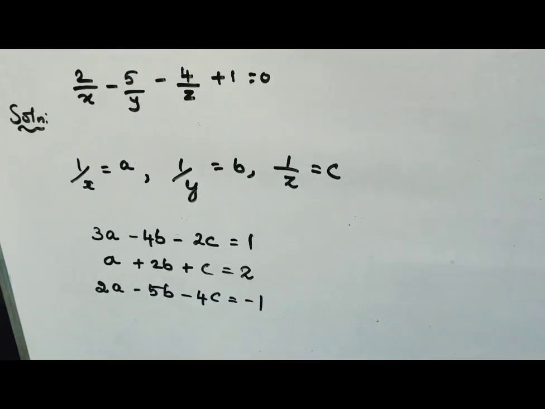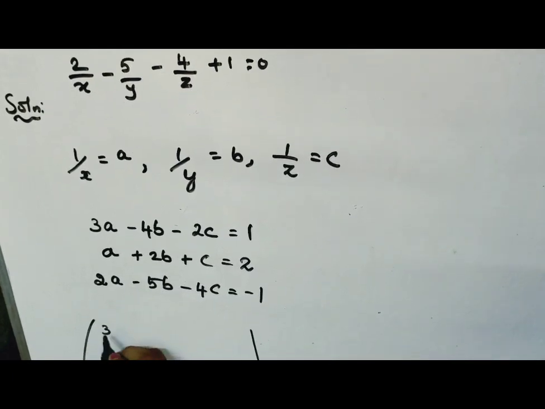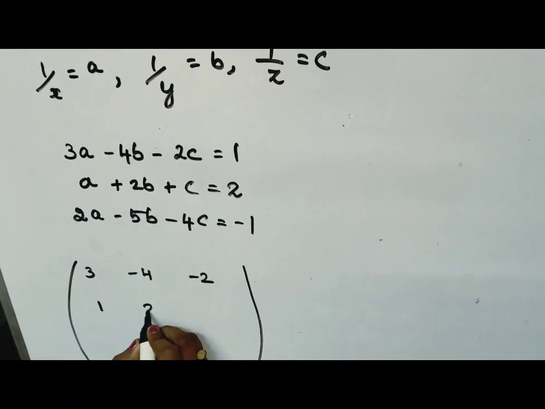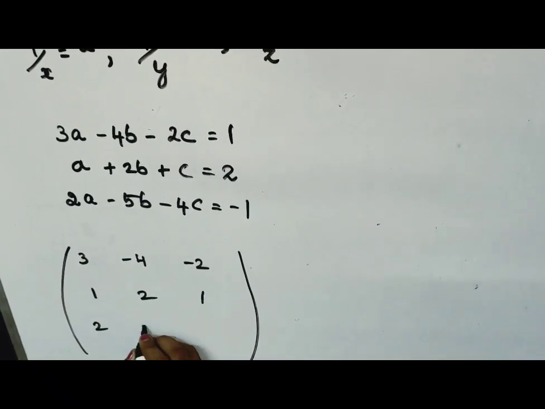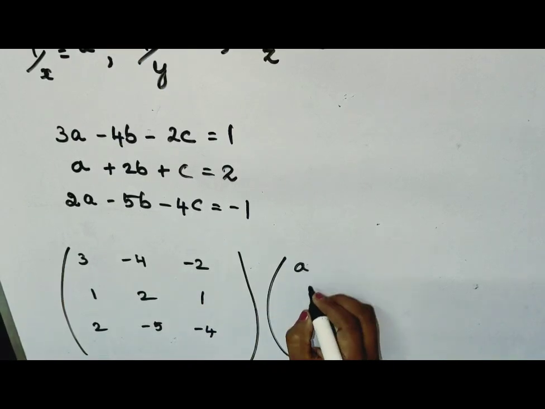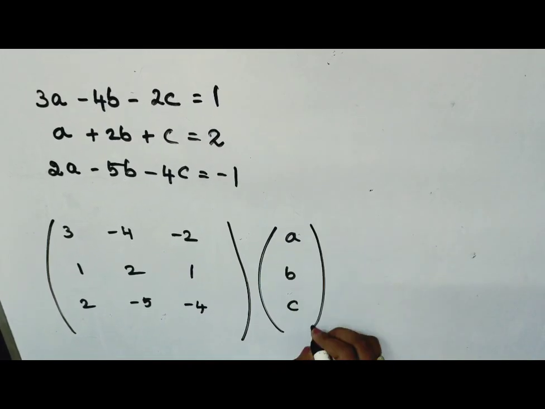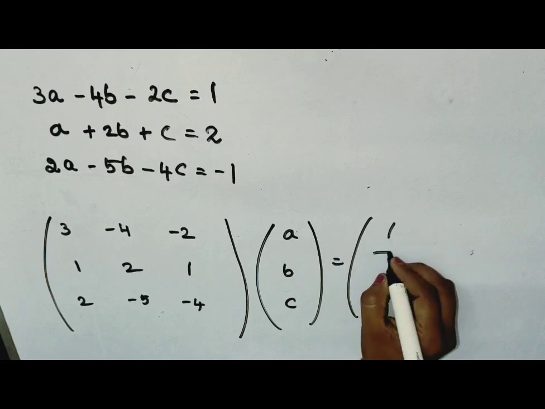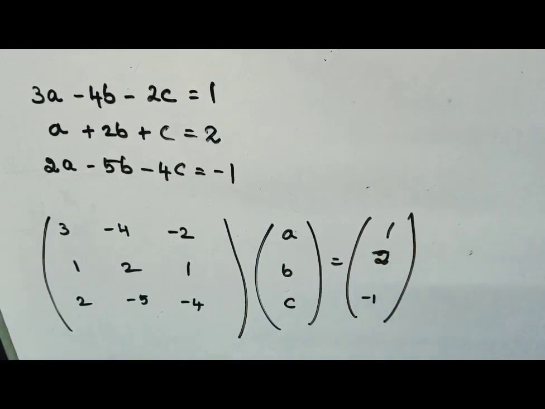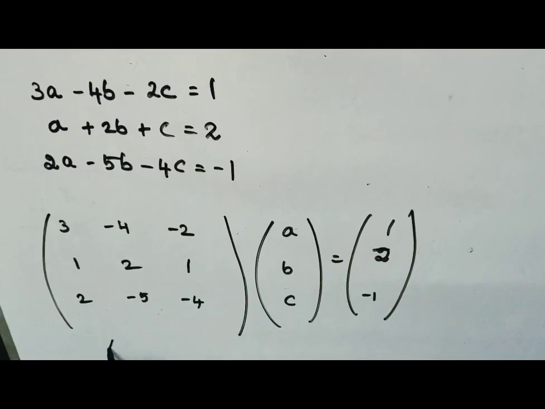So, now we can write it in the matrix format. This equation becomes 3 minus 4 minus 2. Next equation is 1 2 1. Next is 2 minus 5 minus 4. The variables are a, b, c and the constants on the right hand side are 1, 2, minus 1. So, now we will find the value of delta first.